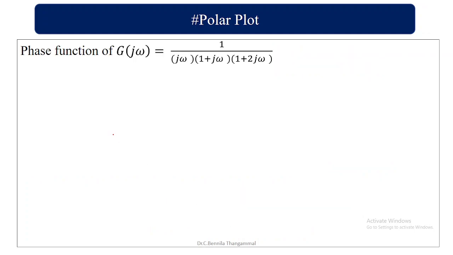And the phase function is given by tan inverse of b by a, for a plus ib. Here the function has three factors: 1 divided by j omega, 1 divided by 1 plus j omega, and 1 divided by 1 plus 2j omega. For 1 by j omega, it is in the denominator, so minus tan inverse of omega by 0, which is infinite, so it is minus 90 degrees. For 1 by 1 plus j omega, it is minus tan inverse of omega. And for the last factor, minus tan inverse of 2 omega.